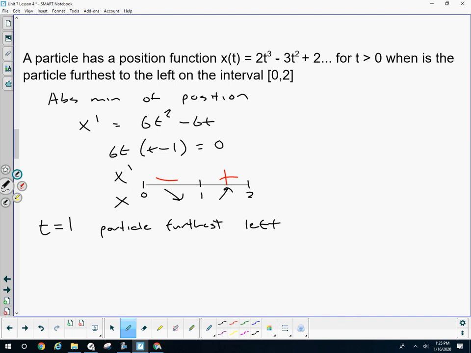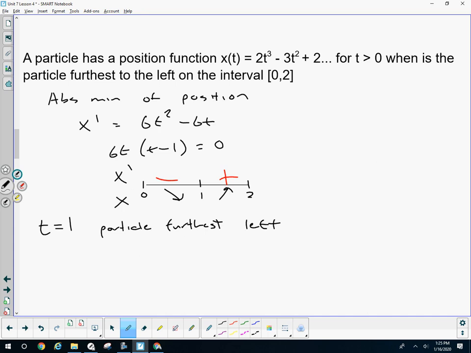Question? Why would position 0 not be furthest to the left? Because I travel to the left from 0 to 1. That's the derivative, x prime, the change in position. My position is decreasing, so I start at 0, but then my position values decrease, which means if I start at 0, I'm going to the left. I actually don't start at 0, I start at a position of 2 when t is 0.